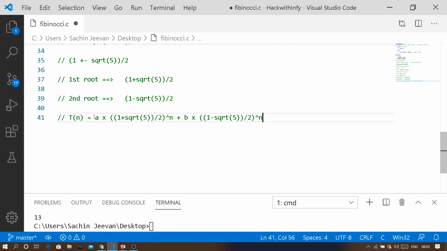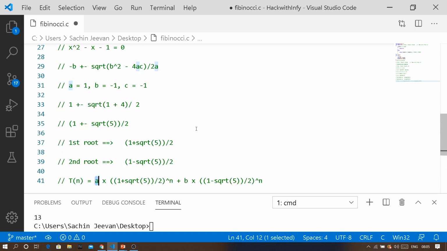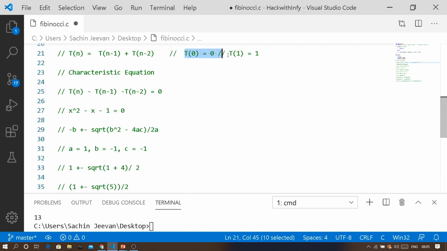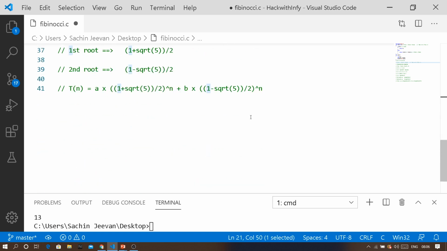We have to find the values of a and b. How to find the values of a and b? We have the stopping condition, which is t of 0 equal to 0 and t of 1 is equal to 1. So now we are going to take the n value as 0, and then we will be taking the n value as 1. Okay, so now let us take t of 0.